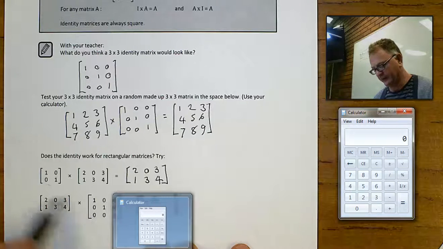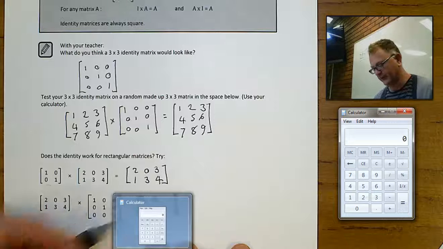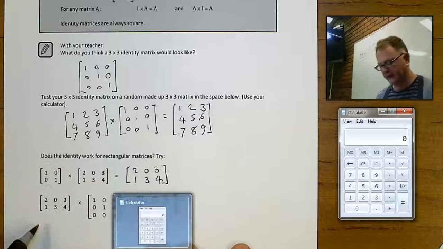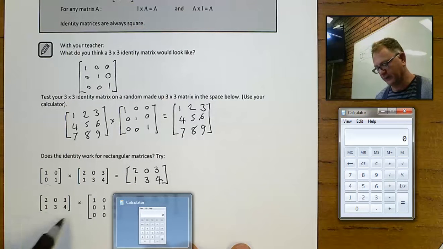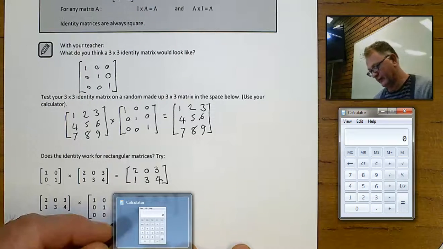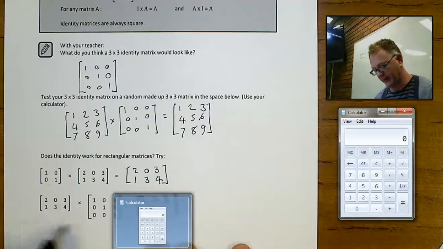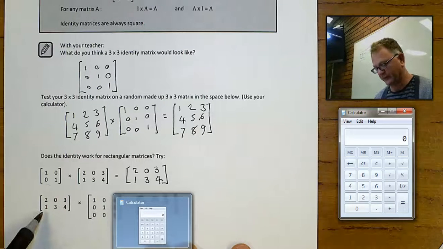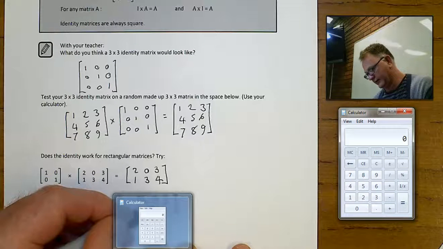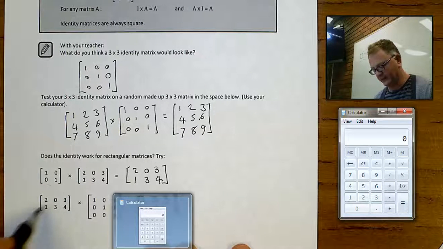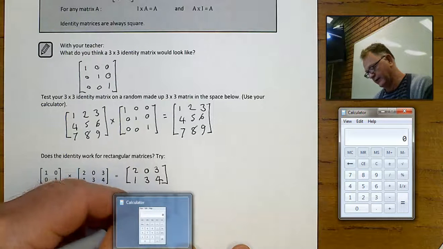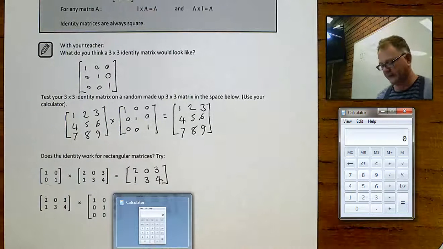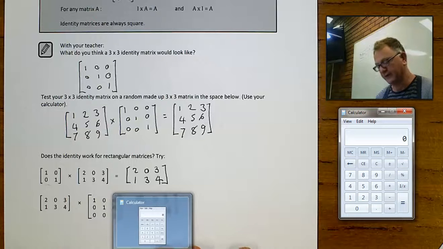Multiply rows by columns. 2 times 0, 0 times 0, 3 times 1 is 3, and you can see how it's all turning out, can't you? Multiply this row by this column. 1 times 1, 3 times 0, 4 times 0, it's going to equal 1 in the end. This row by this column, 1 times 0, 3 times 1 is 3, 4 times 0, it'll be a 3 there, and surely just multiply this row by this column, we get a 4 here. And so you can see that the identity works for rectangular matrices as well.